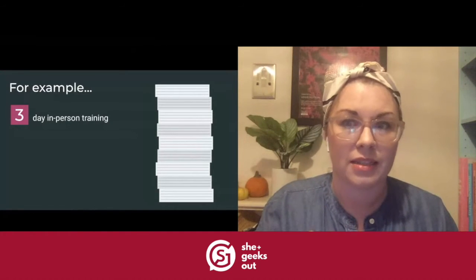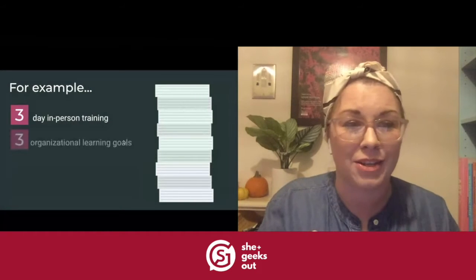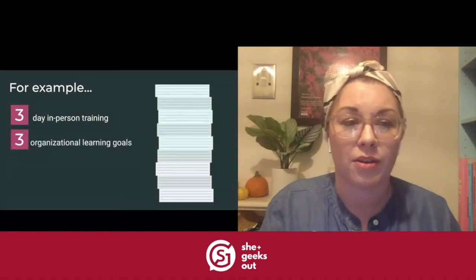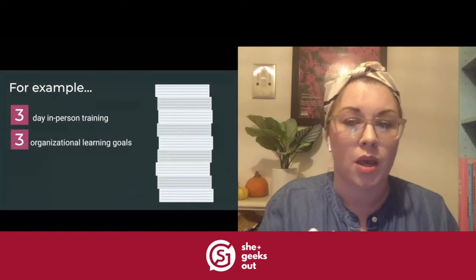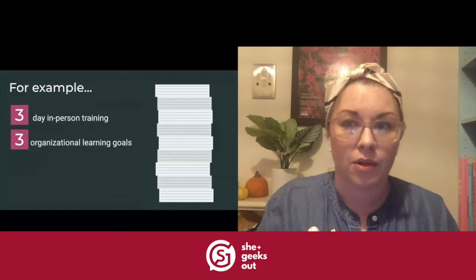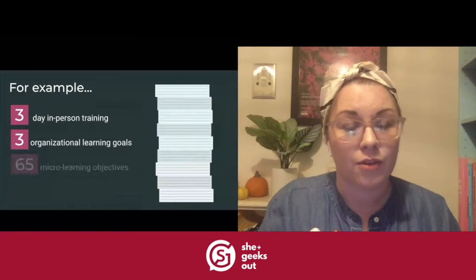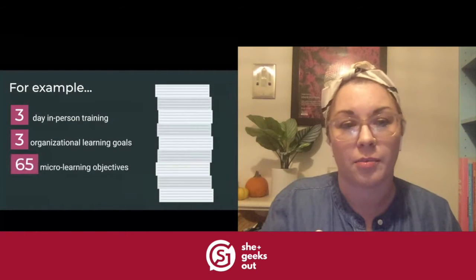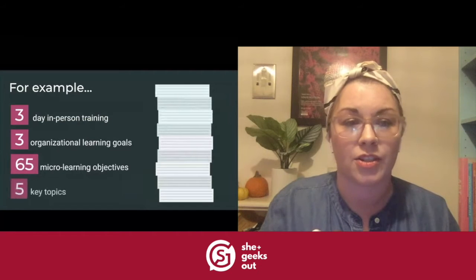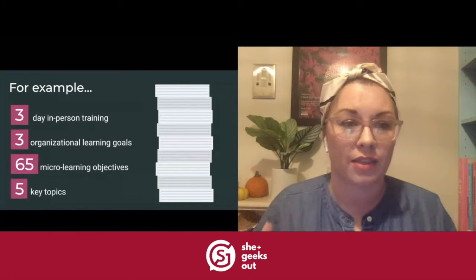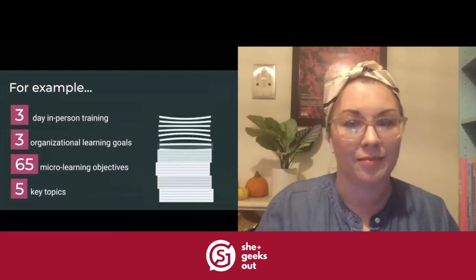The learners in this course are a very wide range of investment professionals, but they are operating under these larger 3 organizational learning goals. So what I did to begin with was look at the existing course content they had for their in-person training, and from there develop 65 micro learning objectives and 5 key topics to build out the structure and the key things that anyone taking the course online would walk away with.